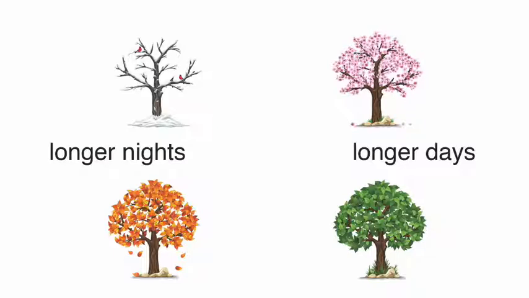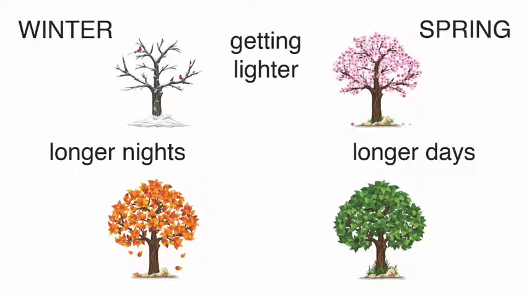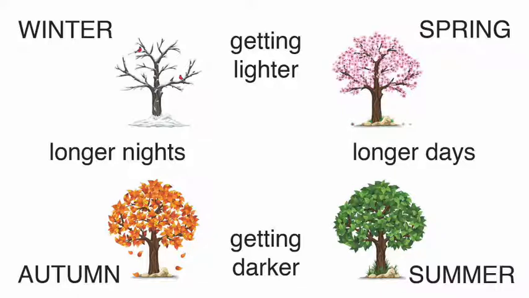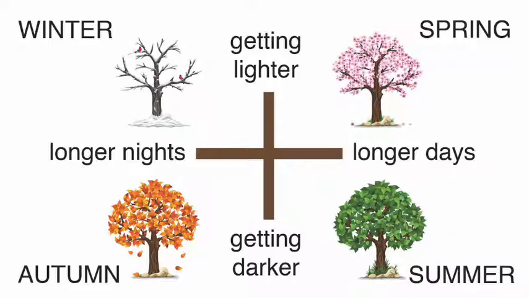As a way to account for the difference between the four seasons, we can recognize that during winter and spring, the days are getting longer each day, so it's getting lighter each day. And during autumn and summer, the days are getting shorter, so it's getting a little darker every day. By crossing, by making two sets of distinctions, we have a way of understanding the difference between the four seasons.